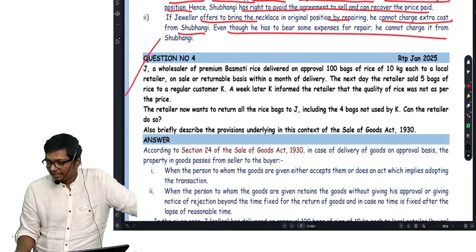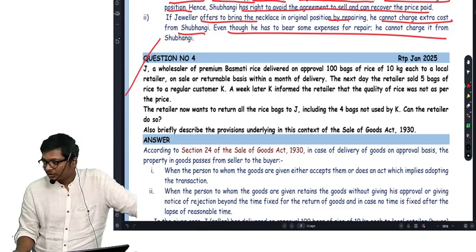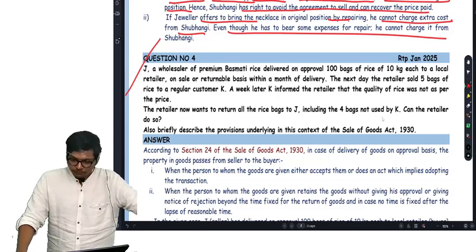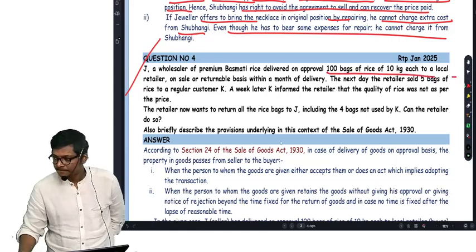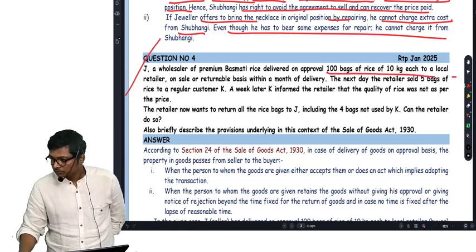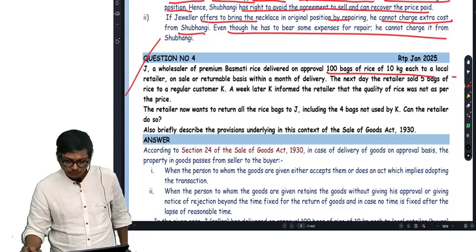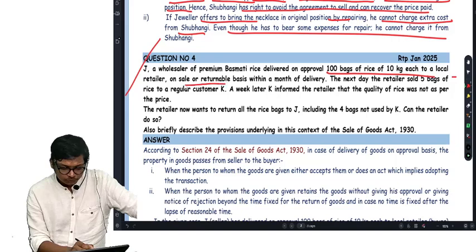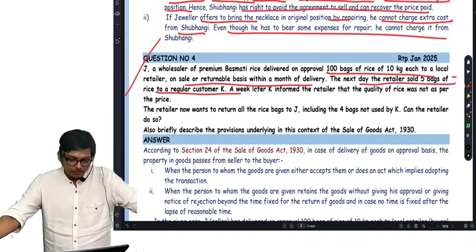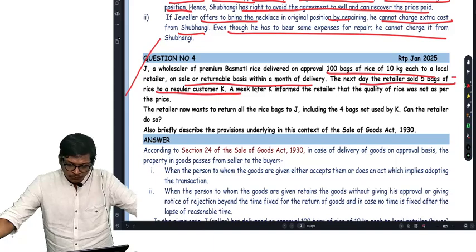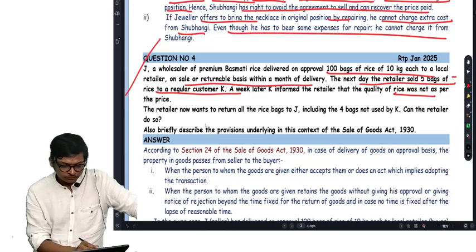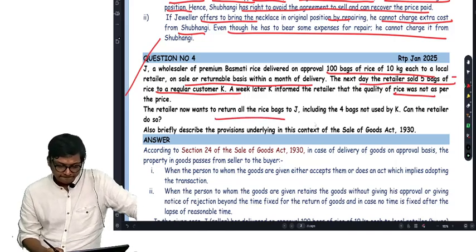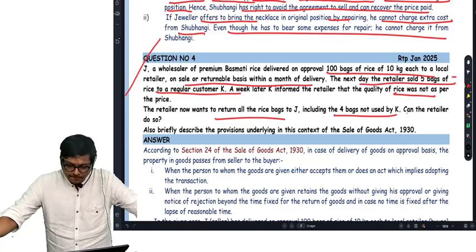Fine. Question number 4, we will have an online student. Can I have Kirtika to read question 4, please? The next day, the retailer sold 5 bags of rice to a regular customer K. A week later, K informed the retailer that the quality of rice was not as per the price. The retailer now wants to return all the rice bags to K, including the 4 bags not used by K. Can the retailer do so?